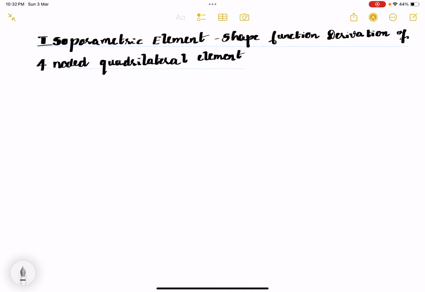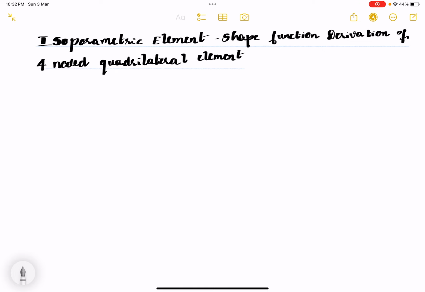So if you want to understand the concepts, maybe I can do a separate video. So this video is not to get across the concept explicitly, but definitely I will be doing the step-by-step procedure to derive the shape functions for a four-noded quadrilateral element, iso-parametric element.